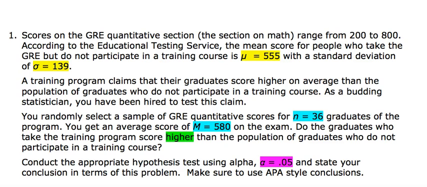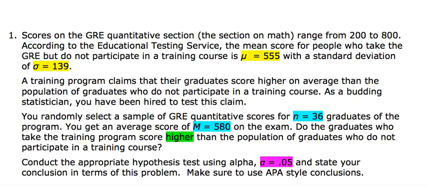So we'll start with the first one, and by the way, we are going to do some directional and non-directional tests, so you can see the difference between the two, and you'll see how to actually write a conclusion that's in APA style. All right, so here we go.